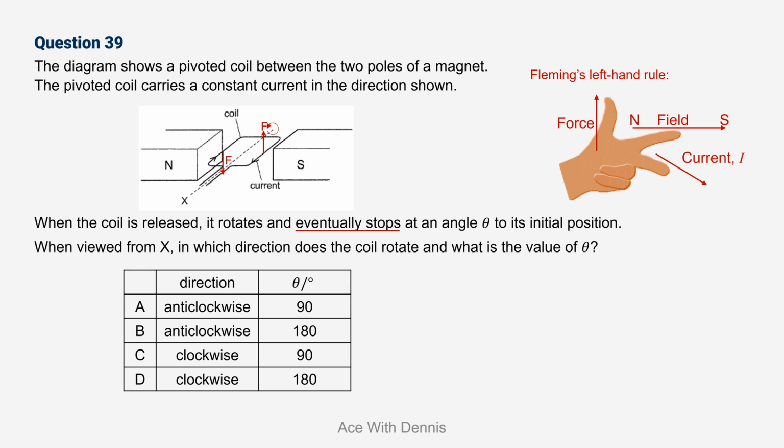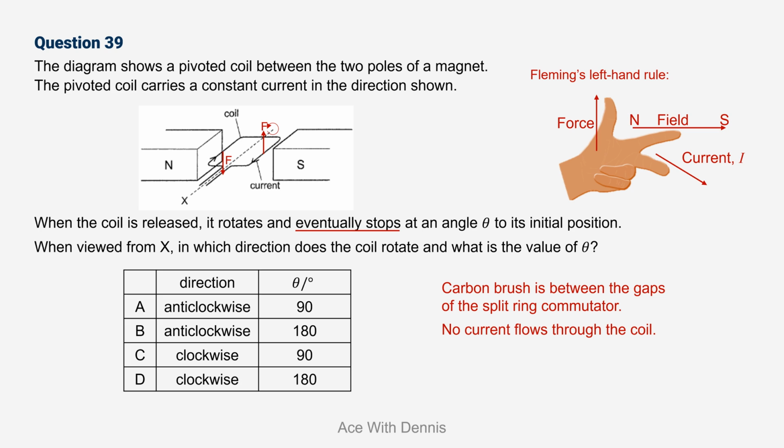Next, to determine the angle theta, at this angle, this coil eventually stops, which means the carbon brush is between the gaps of the split ring commutator, and no current flows through the coil. And the coil does not experience magnetic force, hence the angle should be at 90 degrees. So the answer for this question is A. Direction is anti-clockwise while the theta is 90 degrees.